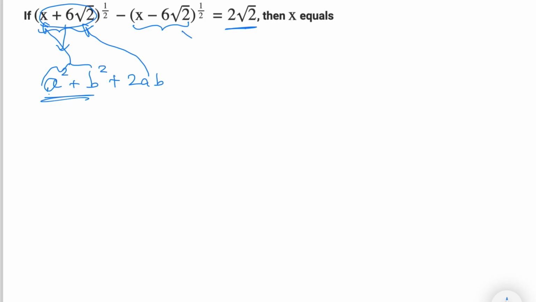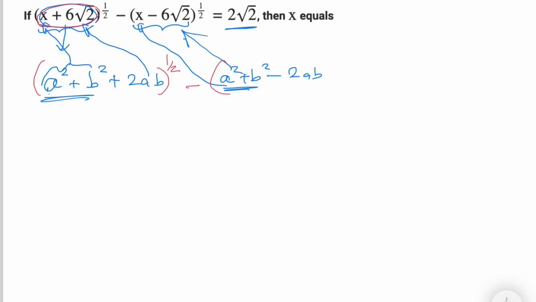And as a check, you can confirm that on this side we have a² + b² − 2ab. Yet again, a² + b² will give you the value of x. So for the time being, we simply substitute x + 6√2 as a² + b² + 2ab. So the first part becomes (a² + b² + 2ab) raised to half. And again, in place of x − 6√2, we substitute a² + b² − 2ab. So it will become (a² + b² − 2ab) raised to half. And this should be equal to 2√2.